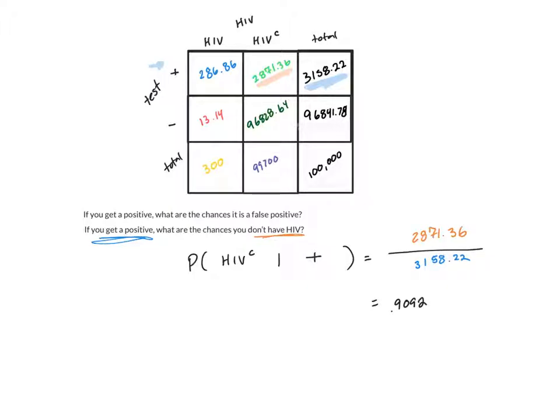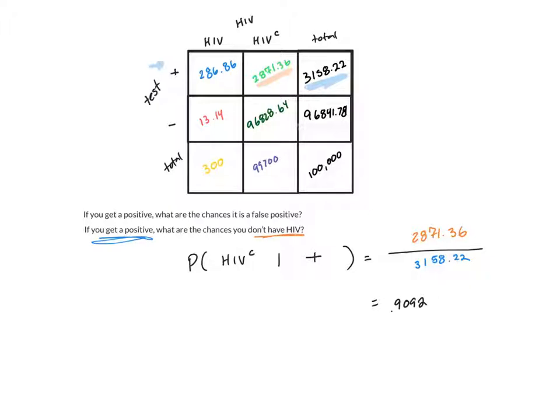0.9092. Take a second, look at it. This should strike you super weird. This is, if you get a positive on this widely used HIV rapid screening test, there's actually a 90.92% chance you don't have HIV. Literally. Out of all these tests we're getting positives on, 90.92% of them look like they're false positives. And that's a really high rate.